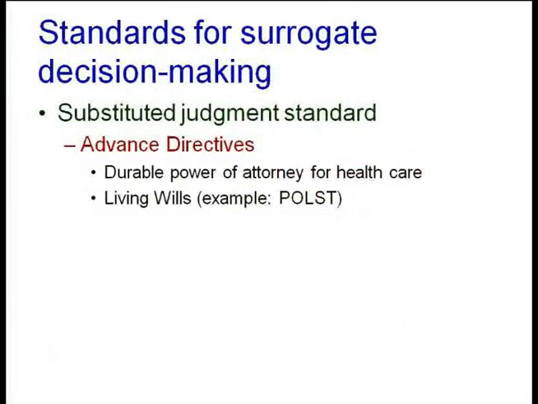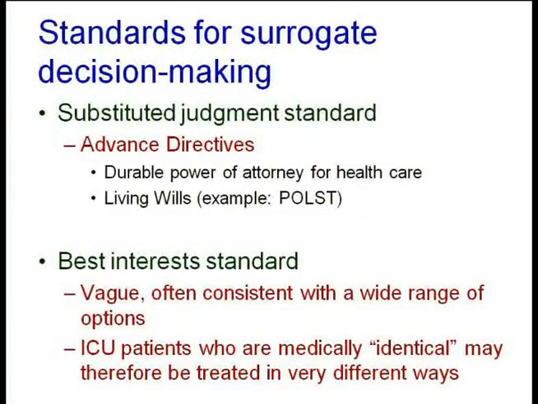Now, if we don't have one of these, then we fall back on the best interest standard, and it is admittedly very vague. It's often consistent with a wide range of possible treatment options. And I think this leads to something that is sometimes frustrating for intensivists, where you'll have two patients in the ICU who are medically almost identical, and yet on the basis of best interest standards are being treated in very, very different ways.